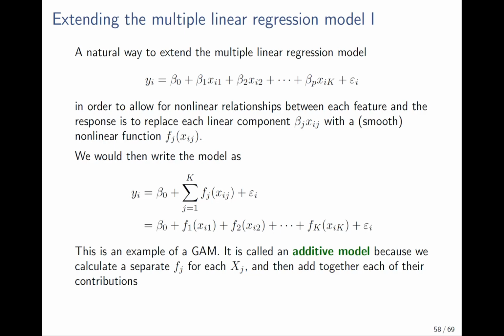So a natural way to extend the multiple linear regression model, in order to allow for nonlinear relationships, is simply to replace each linear component beta j xij with a smooth function. We'll call it fj. So we can then write this model in this form here, additively, because it's a generalized additive model: we're calculating a separate function for each x, and then we're going to add together each of the contributions. But what this of course means is that the nonlinear function that we estimate for x1 is conditional on the nonlinear functions that we've estimated for x2 up to xk.